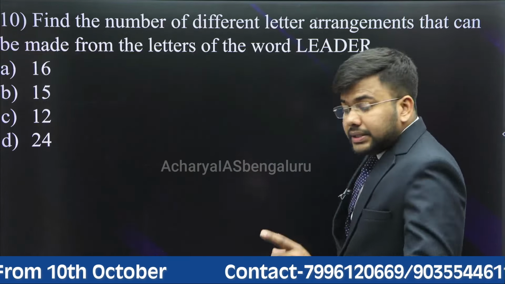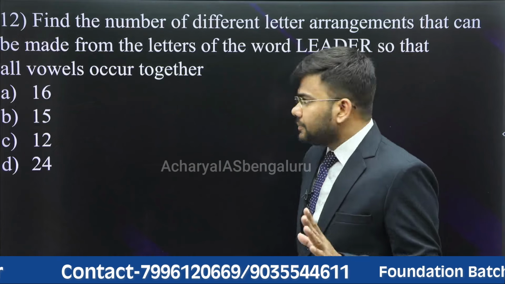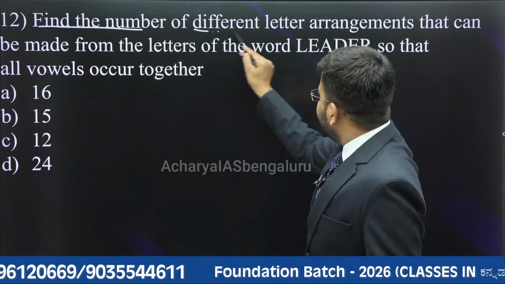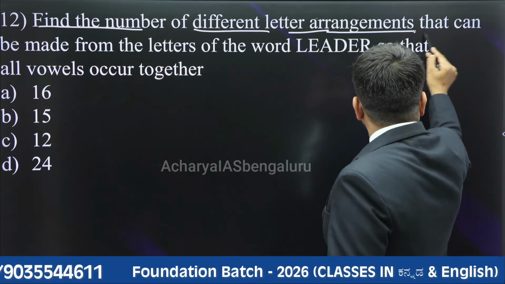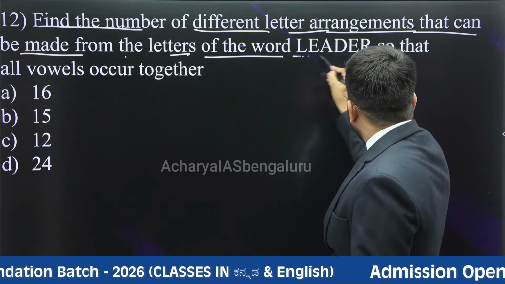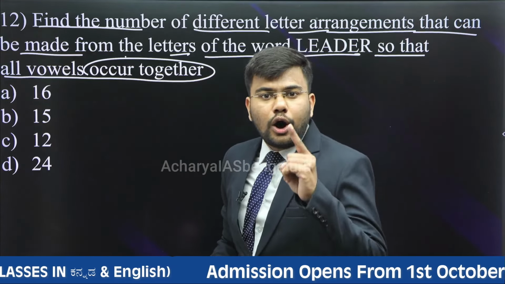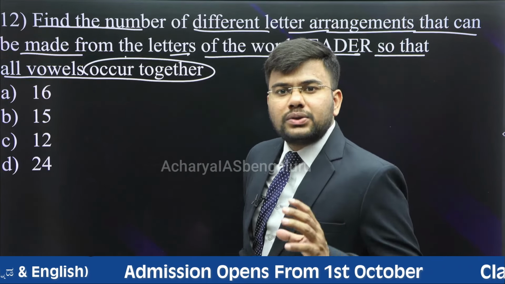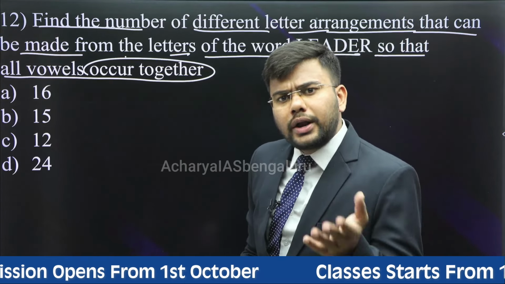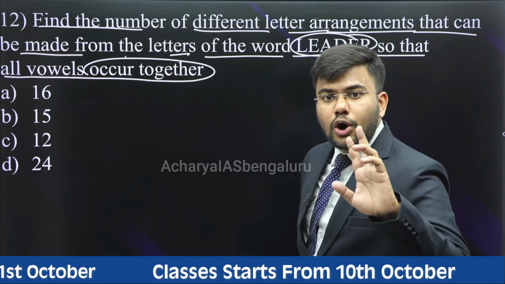Now, the same question, how they can ask in a different manner. Don't worry about the options there. Fine. Coming back to the question. Find the number of different letter arrangements that can be made from the letters of the word leader so that all vowels occur together. So here what happens? All vowels should come together, you have to make such words. It might be a meaningful word or it might not be. Consider I have told leader, but the condition here is all vowels should be together.